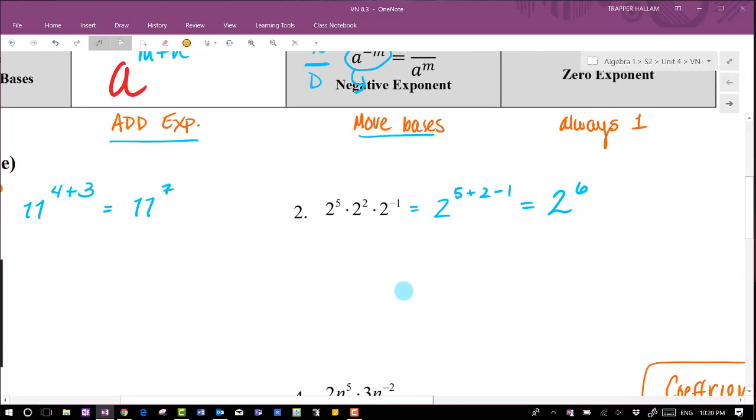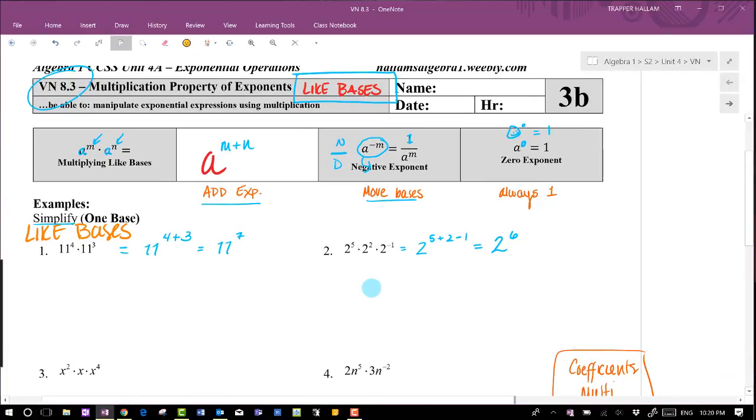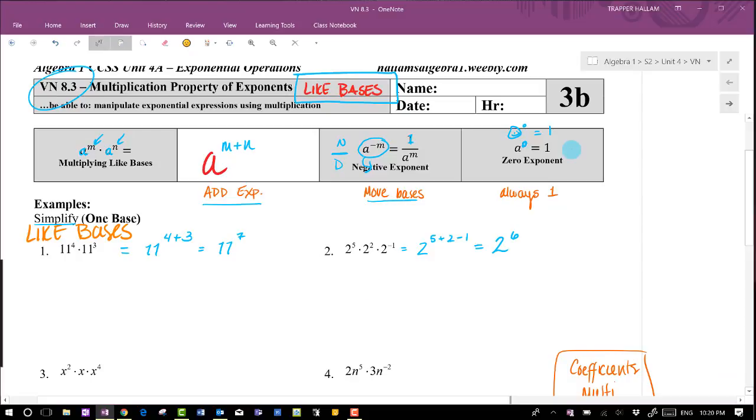All right, that's a quick section of notes on that. I'm going to do an example video for this as well, and we'll also see some examples on ones that are a little bit more complicated.